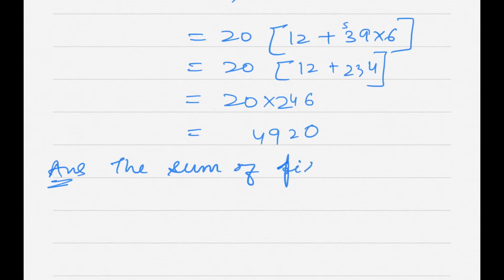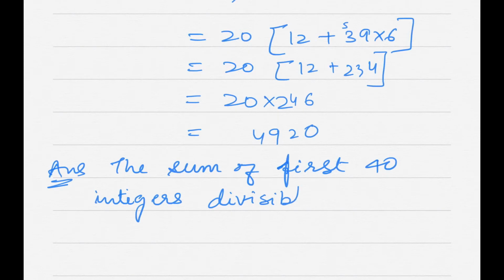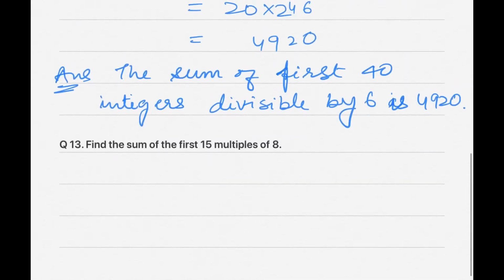So the answer you can write down as: the sum of the first 40 integers divisible by 6 is 4920. So that's my answer. Let's move to question number 13.